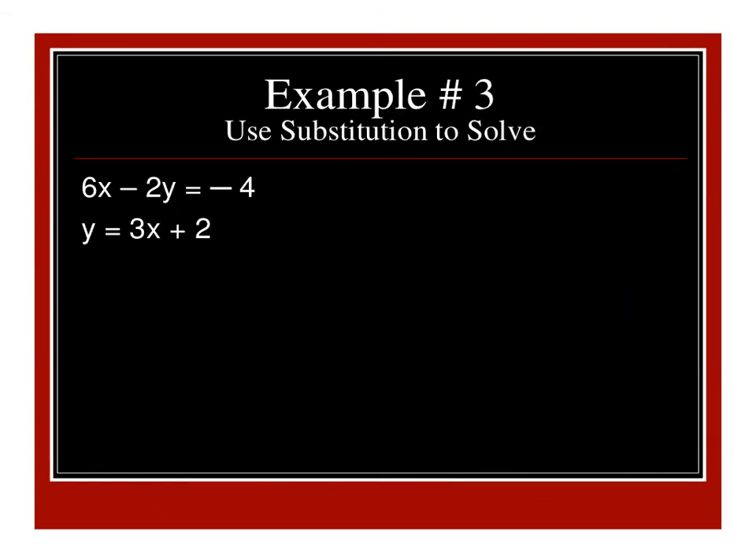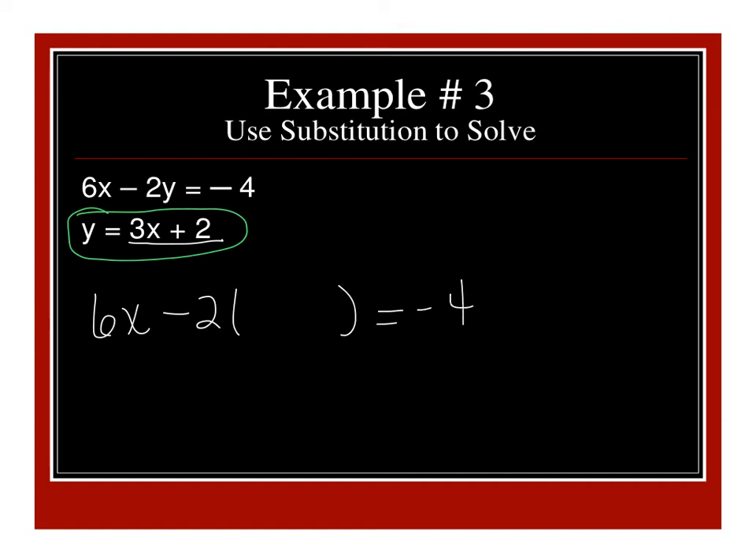Alright, now that you've done those examples, let's try this example here. First of all, it's not too bad because we already have one equation solved for y. So all we do is, like always, take the other equation, 6x minus 2y, and with substitution, we're substituting in for the y, 3x plus 2. So I make a parentheses and I put that value in there, 3x plus 2.